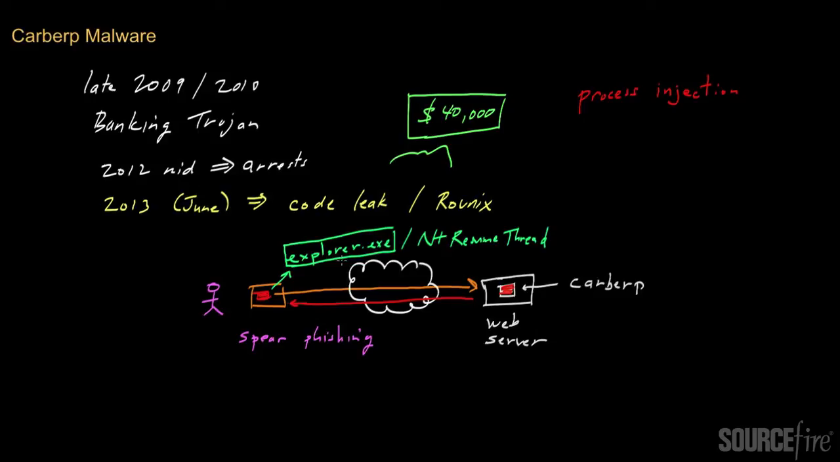Now, because Explorer is a well-known Windows process, it is very common to see it listed among lists of processes that are running on a Windows system. So nobody's going to notice that something is wrong with that particular system.